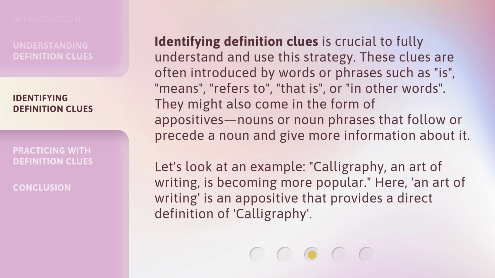Let's look at an example. Calligraphy, an art of writing, is becoming more popular. Here, an art of writing is an appositive that provides a direct definition of calligraphy.